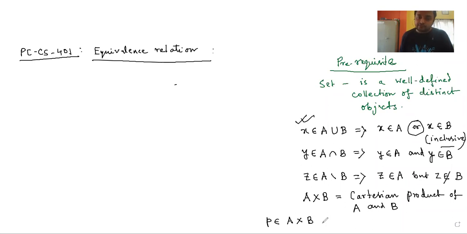Okay, now the form of A cross B will be like this. The set A cross B is actually the set of all ordered pairs. So we define this set in the following way: A cross B is equal to the collection of all ordered pairs of the form x comma y, where x belongs to A and y belongs to B.